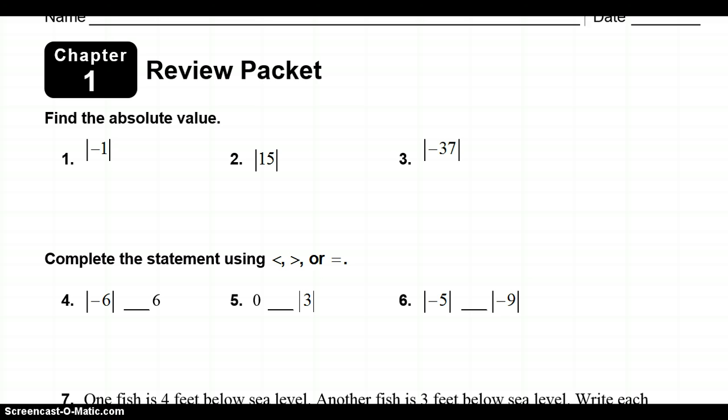Let's start with number 1. Absolute value, remember, is the distance a number is away from 0 on the number line. Remember, distance cannot be negative. Therefore, the answer to the absolute value problems can never be negative. So the absolute value of -1 is positive 1. The absolute value of 15 is 15 away on the number line, so that is a positive 15. And the absolute value of -37 is positive 37. Remember, there is a difference between the absolute value and finding the opposite. Make sure you know the difference.